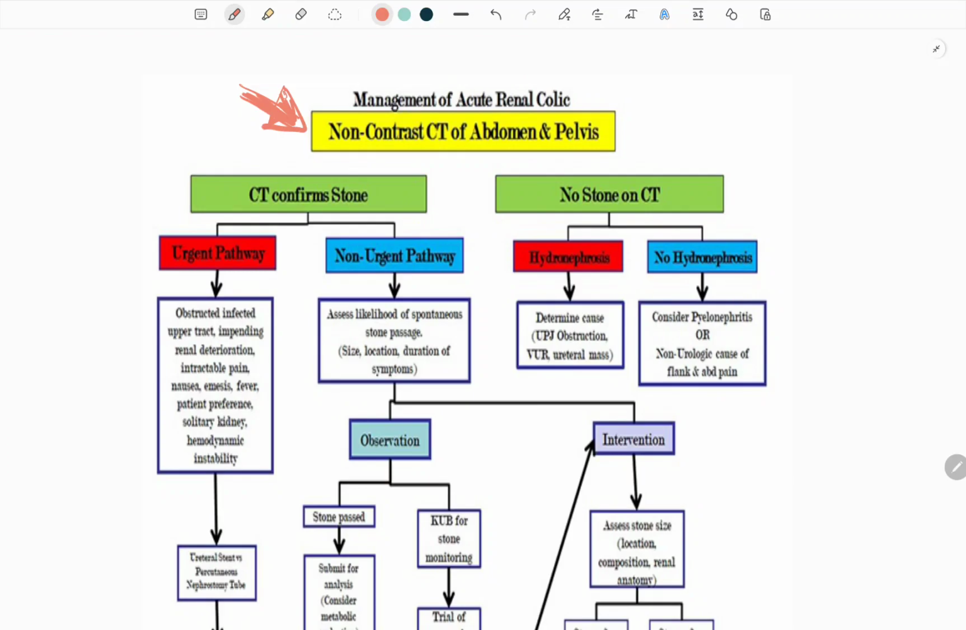CT of abdomen and pelvis. That's the first thing you want to do, and remember it is a non-contrast one, because with contrast you won't be able to visualize the stones. So non-contrast is very important. Let's see if CT confirms the stone.